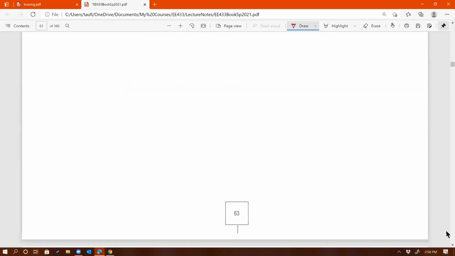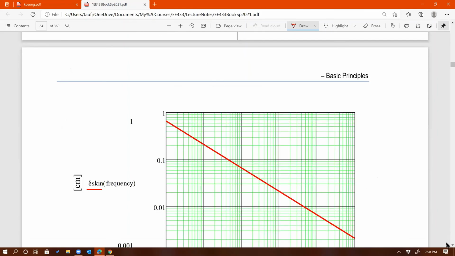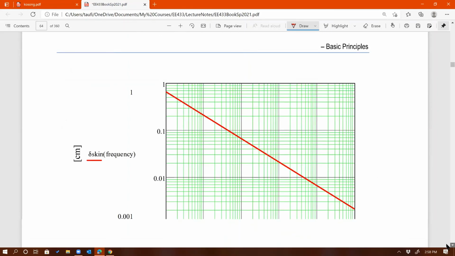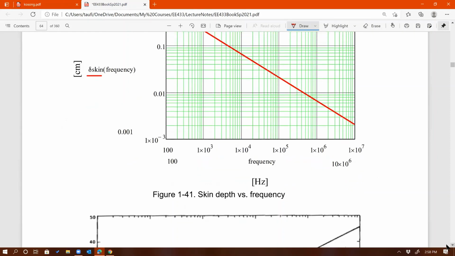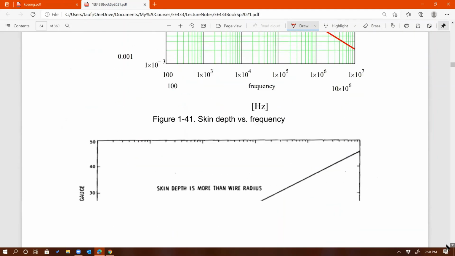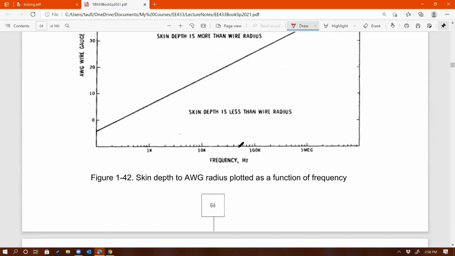Okay. I'm almost running out of time, I believe. And this one shows you a log-log scale of how skin depth varies with frequency, which makes sense. As frequency increases, skin depth decreases, which is not good, because you're using only a small portion of the cross-sectional area. And over here, it shows frequency with respect to wire gauge.